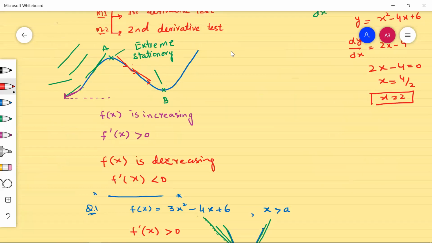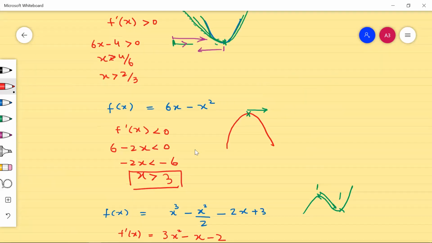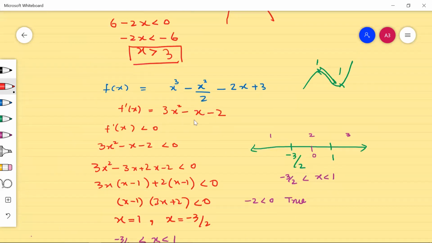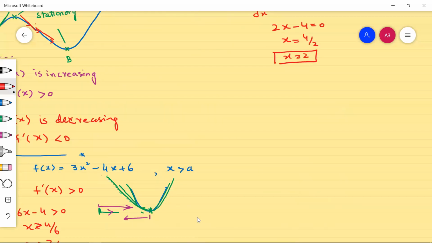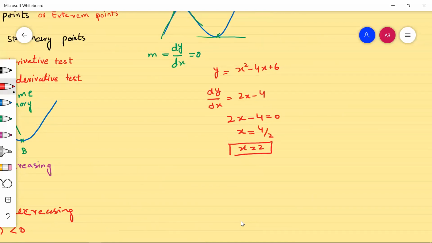Similarly, if you look at this cubic equation, we find the derivative, 3x² - x. If you put that equal to 0, we have 2 points, x = 1 and x = -3/2. So there are 2 stationary points. Similarly, for this curve, there is just one stationary point, and x = 3. These are called stationary points.